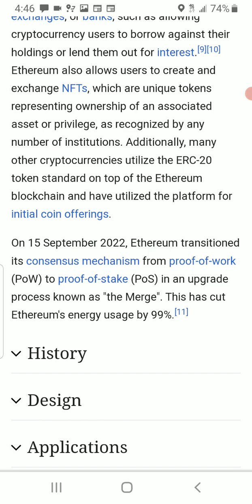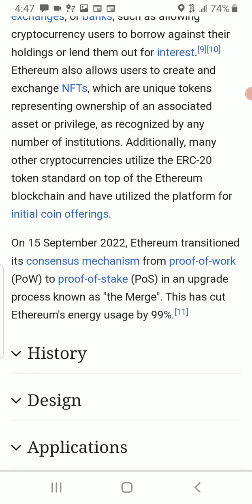On September 15th, Ethereum transitioned its consensus mechanism from proof of work to proof of stake in an upgrade process known as the merge. This has cut Ethereum's energy usage by 99%. So now Ethereum uses less energy. And now if you own Ethereum, you could be a part of helping make the Ethereum protocol more secure, and you'll get paid for it.